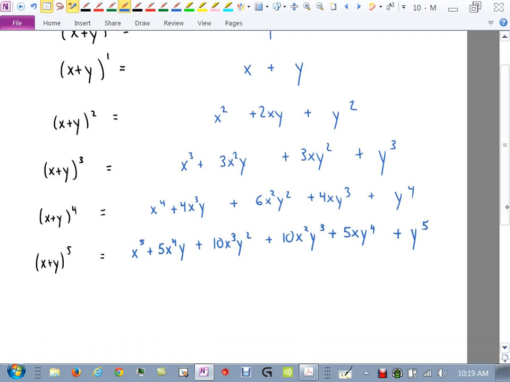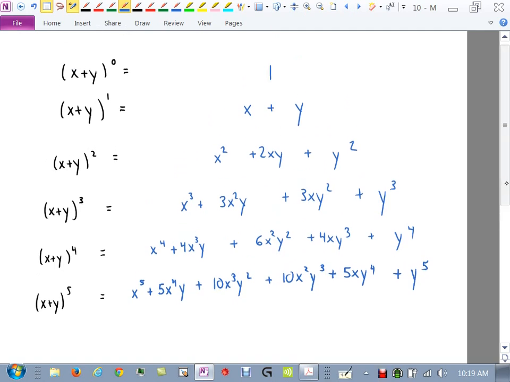So am I really that big of a math dork that I know the expansion of (x+y) to the 5th power, that I've got that memorized? Do you think I'm that big of a dork or not?